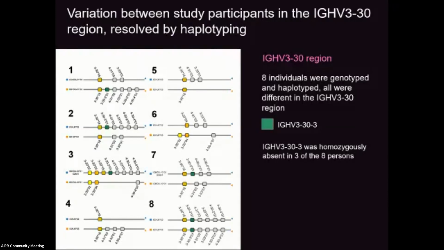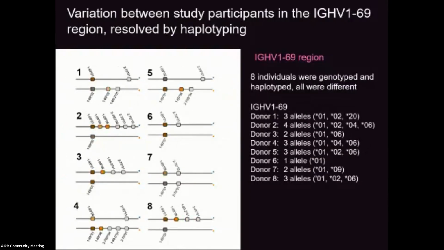But what's striking when you look at this variation is the unique character of the loci. If you lack 330-3, you often lack the neighboring genes. This has been reported before, but it's very clear that you lack a whole chunk of that haplotype. If you look at the 169 region, we also see great variation between the individuals. We see many persons that have more than 2 alleles, which means that they have a duplicated 169 on one of the chromosomes.